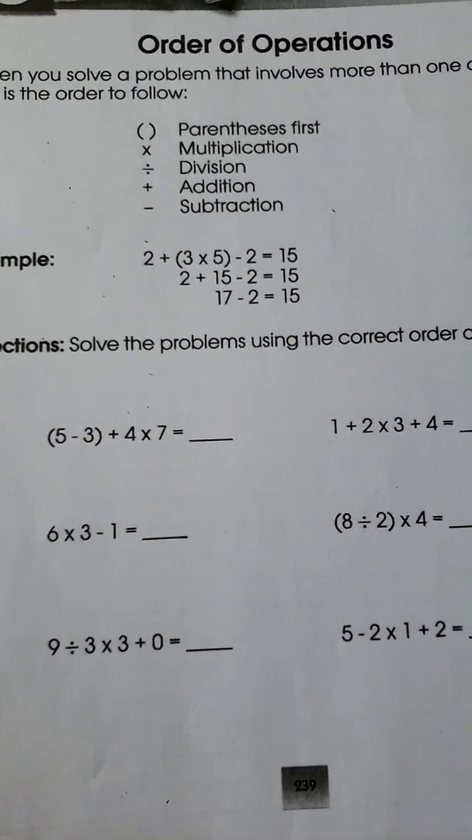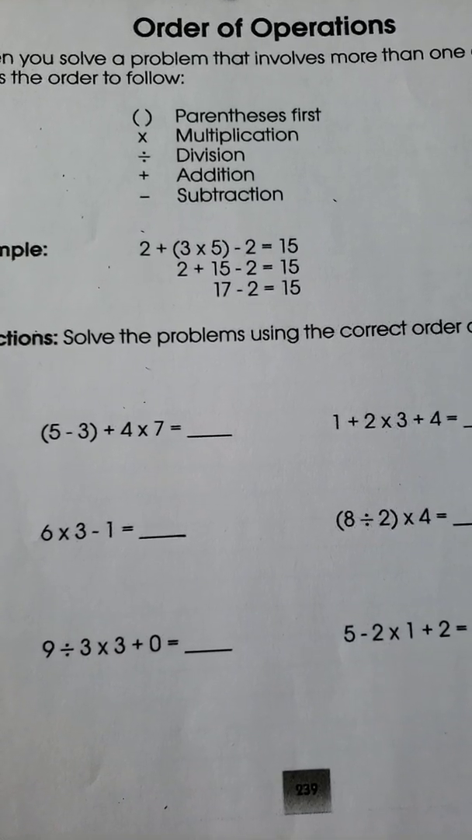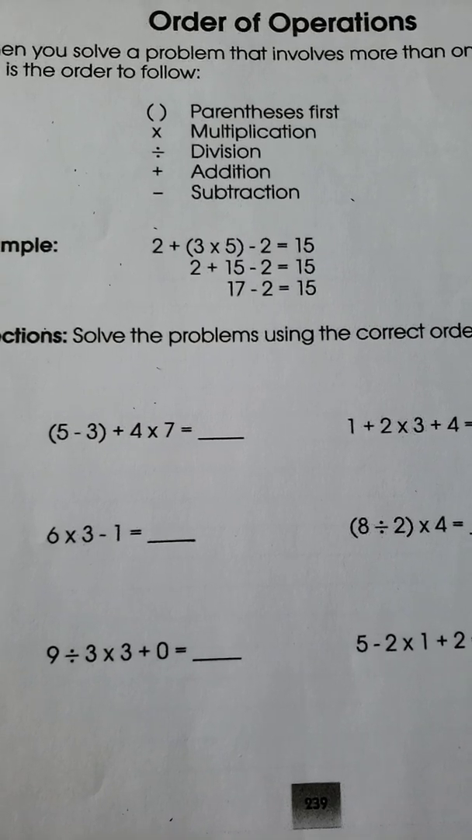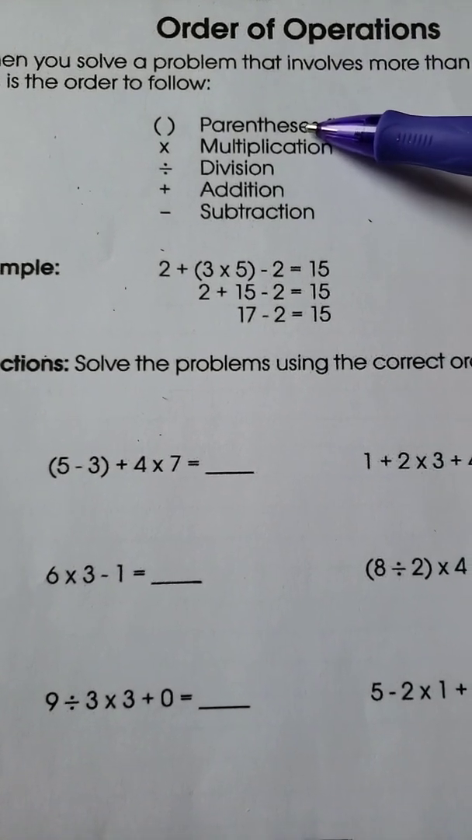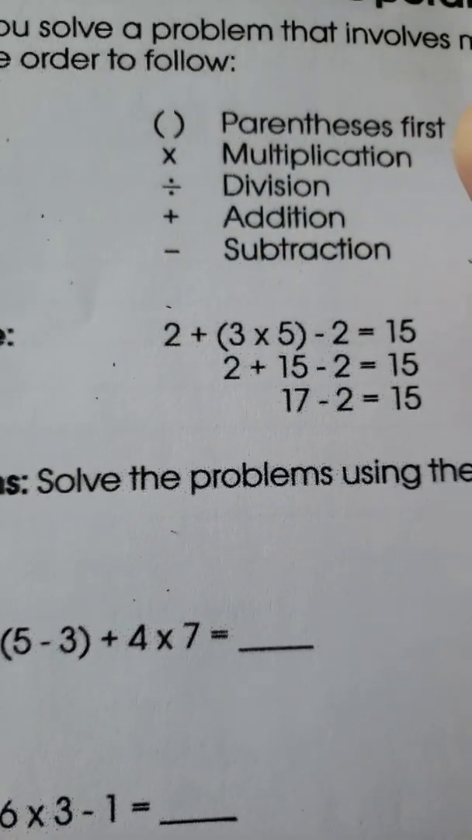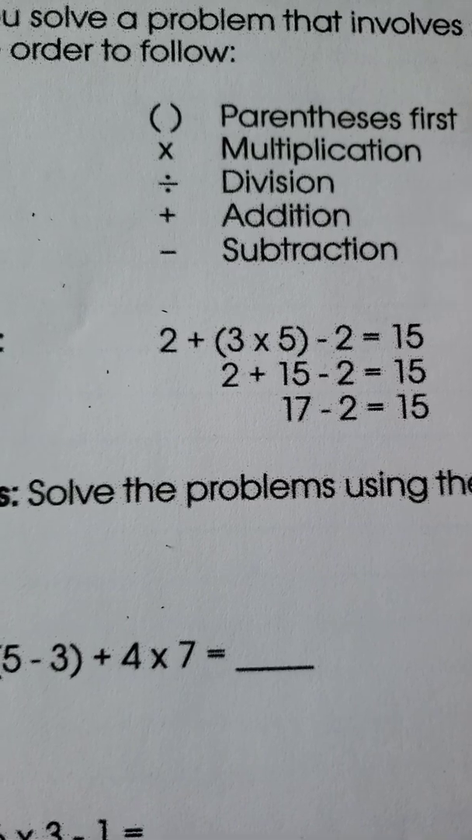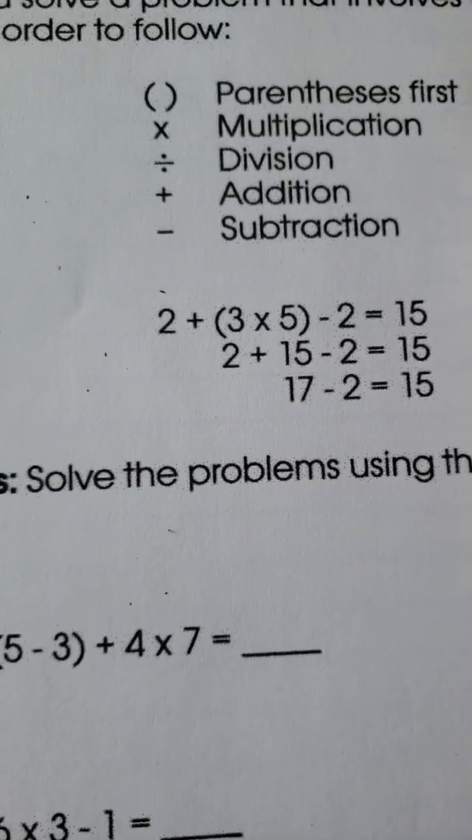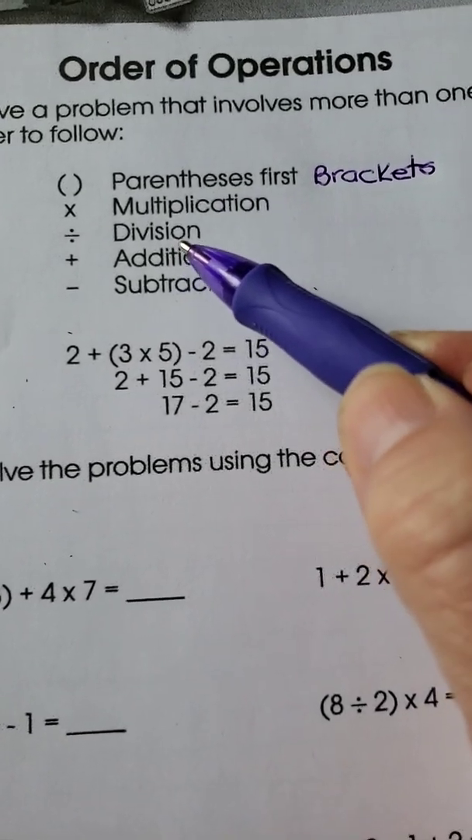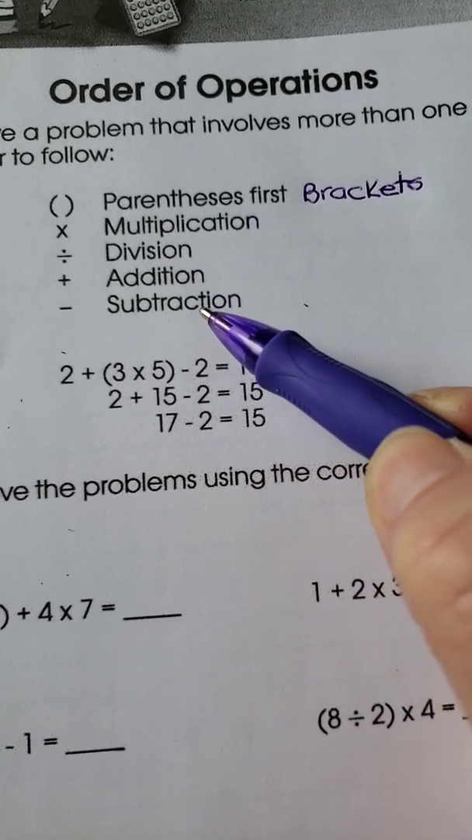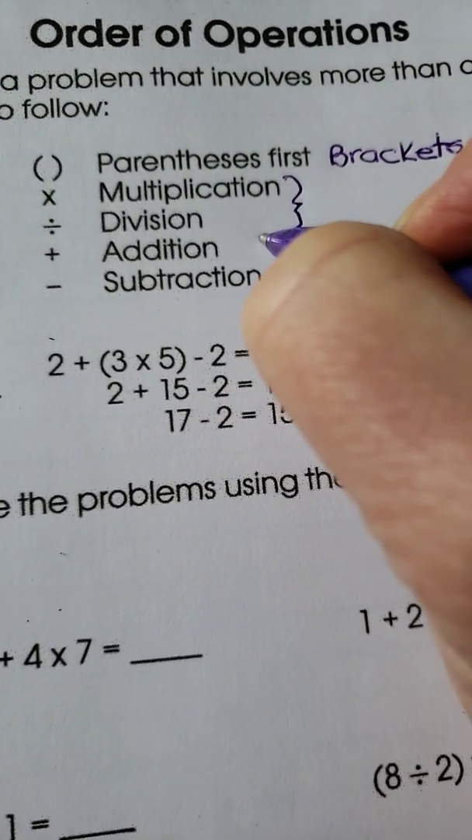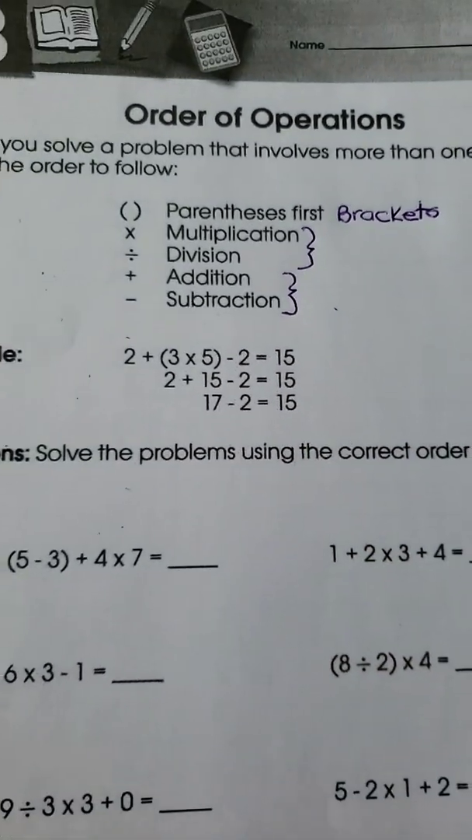So when we solve math equations, there's an order of operations that we follow, and in Canada we use the word brackets. So it should say brackets first, and I believe on the assignment that's what I've written. So it'll say brackets first, then multiplication, then division, then addition, and then subtraction. These two are kind of together, and then these two are together as well.